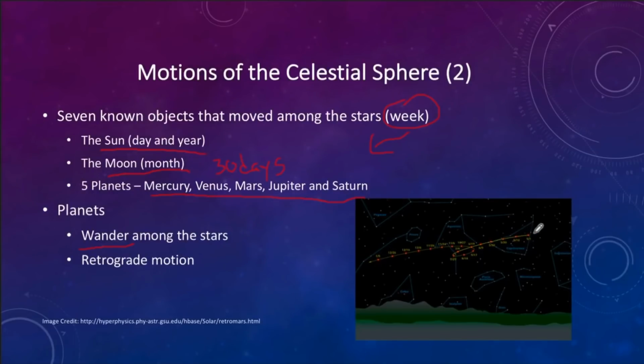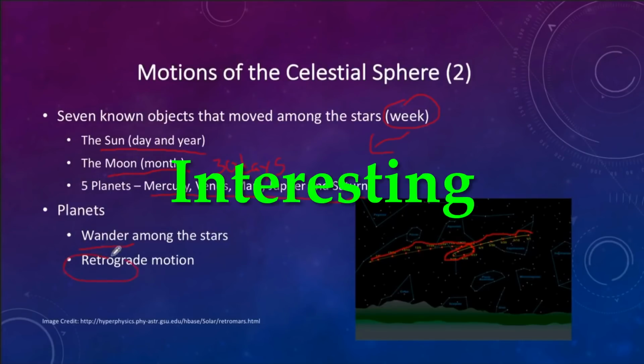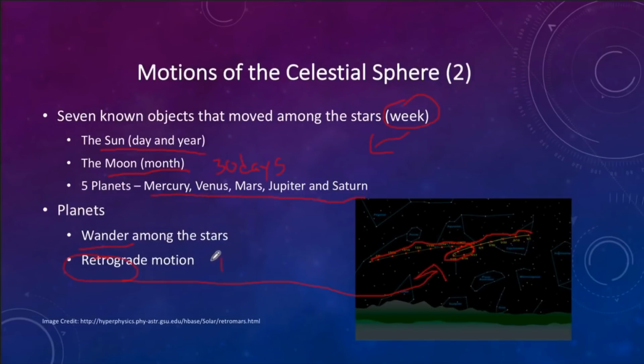So in the image here, you can see that the planet here is moving through Capricorn and then moves into Aquarius. It makes a little loop and then it comes back and heads into Pisces. This is what we call retrograde motion. This little loop is something that is distinct to the planets only. So only planets will undergo retrograde motion. The sun and the moon do not do this. They move through the sky just like this. They go through those constellations, but they just make a completely straight path.